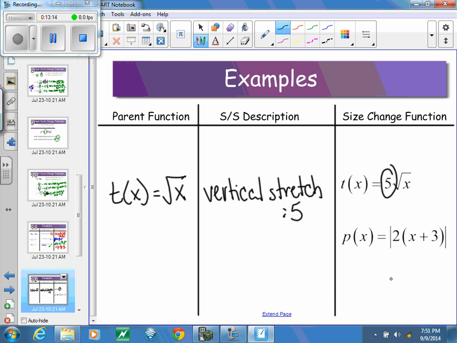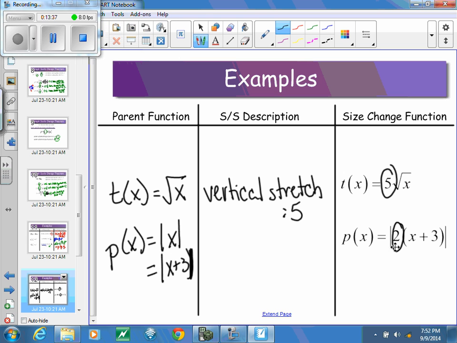With p of x, when I look at this one here, your parent function you're working with is the absolute value function. So you've got the absolute value of x. But there is a translation that's in there as well. So we're working with the absolute value of x plus 3. And what's happening here is now you have an inside change with that 2.